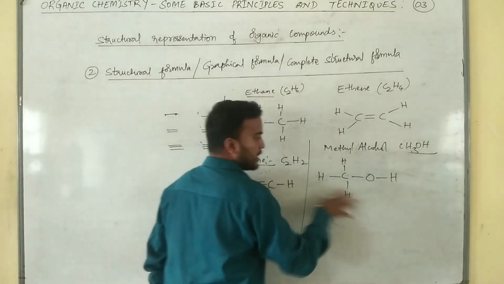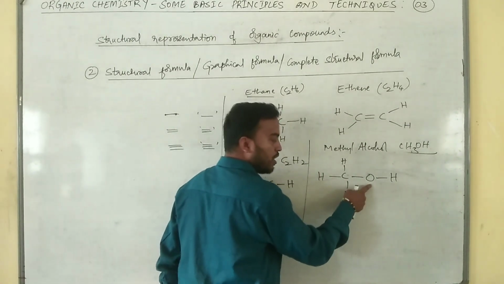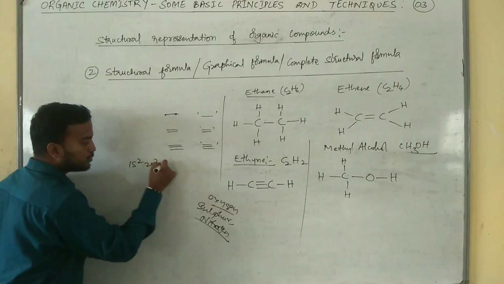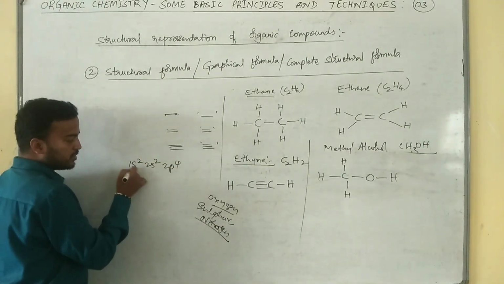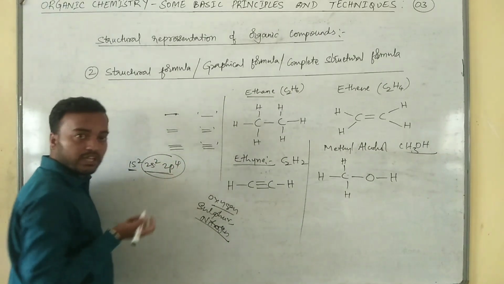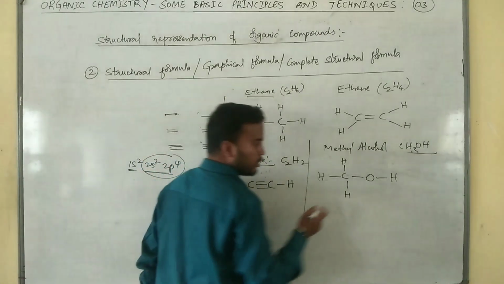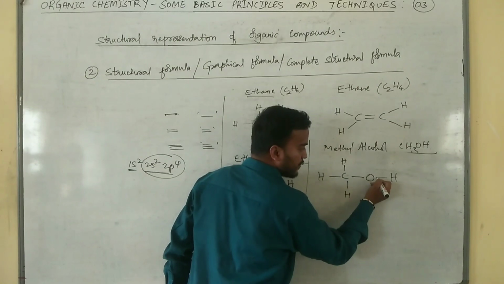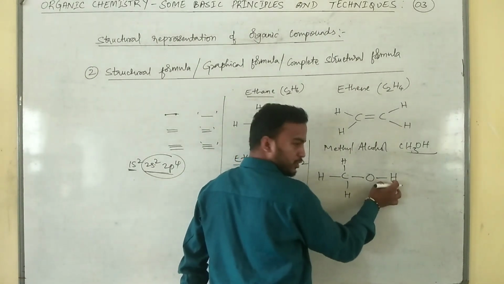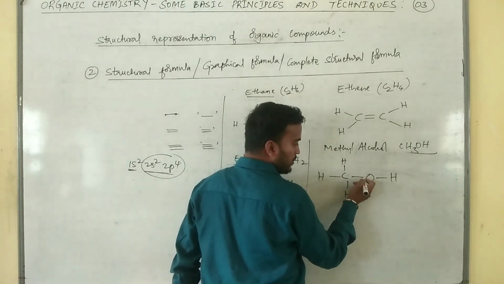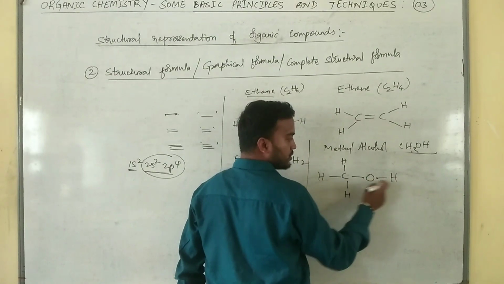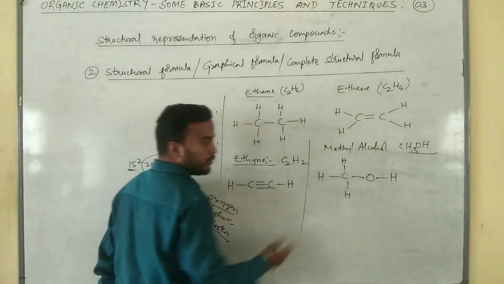In this case, in methyl alcohol, the heteroatom is oxygen. Oxygen has electronic configuration 1s2 2s2 2p4. So this is the first shell, this is the valence shell. Oxygen has 6 electrons in the valence shell, but out of 6 electrons, 2 electrons make a bond between carbon and hydrogen. One electron makes a bond between oxygen and carbon, and one more electron makes a bond between oxygen and hydrogen. So in total there are 4 bonds.